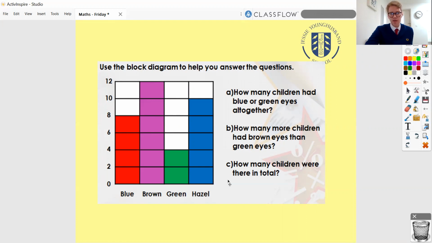How many children were there in total? Well, let's add it up. We've got 8 plus 12. Well, that adds up quite nicely. That's 20. Plus 4, that's 24. Plus 10, it's 34.